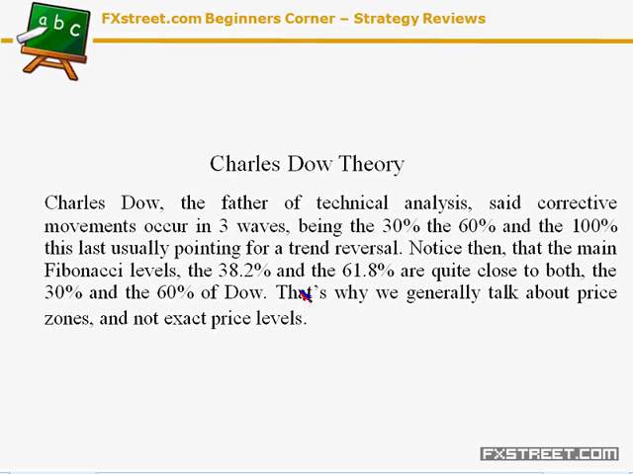Charles Dow tends to say that corrective movements occur in three ways, being the 30%, the 60%, and the 100% of the movement being corrected. That usually points to a trend reversal. Notice that the main Fibonacci levels, 38.2 and 61.8, are quite close to both the 30 and the 60% of those moves. That's why we generally talk about price zones and not exact price levels, right?